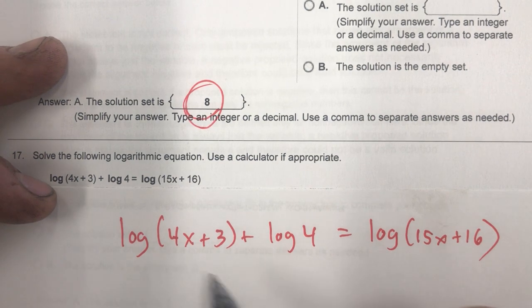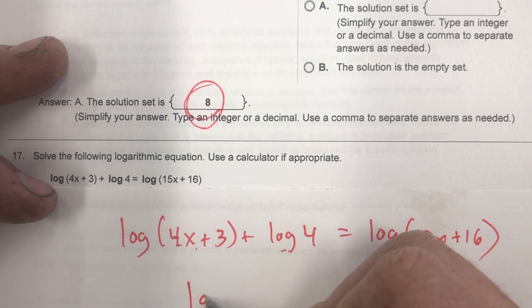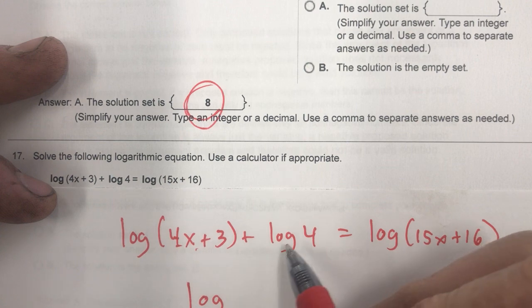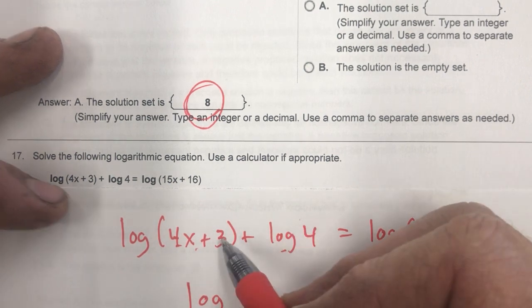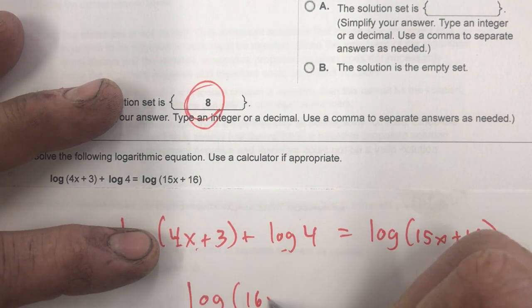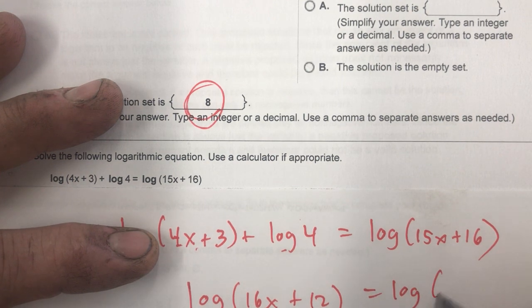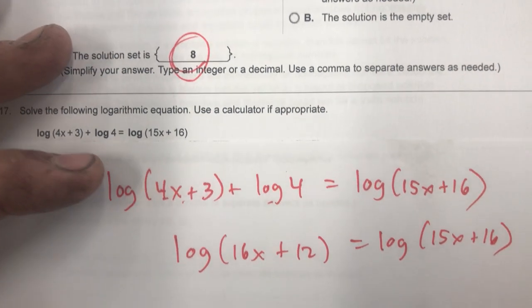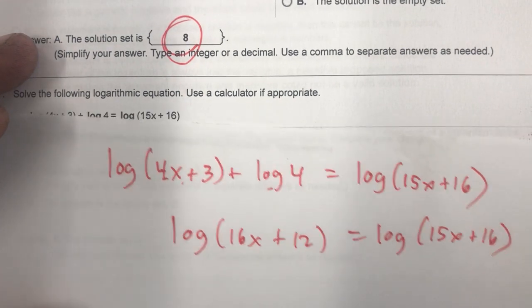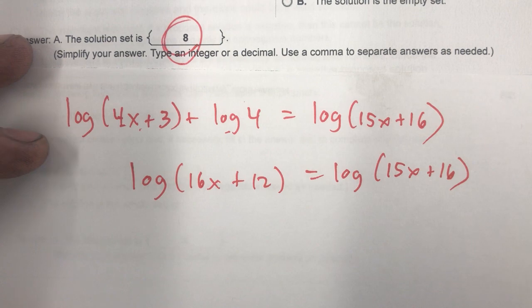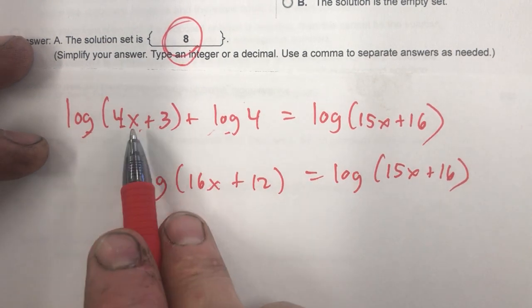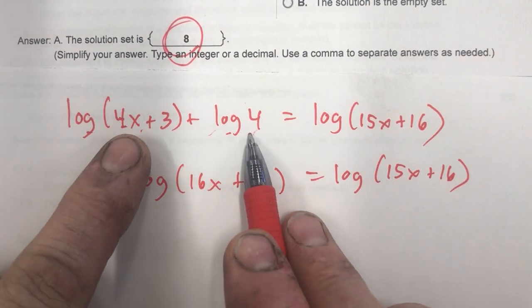Okay, I need to condense these two together into one log, so it's going to be log, and when I condense them, I multiply these two things. So 4x times 4 would be 16x, and then 3 times 4 would be 12. Because I have two logs there, I multiply these arguments. So when I multiply these, I get this.